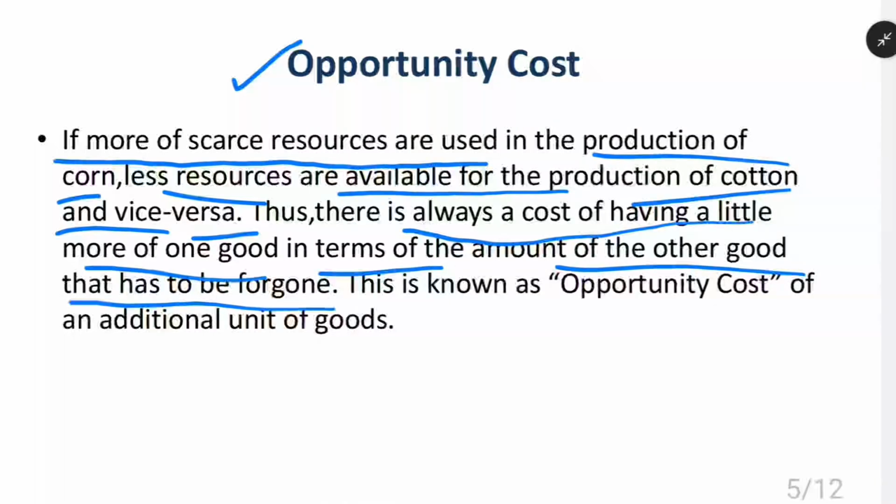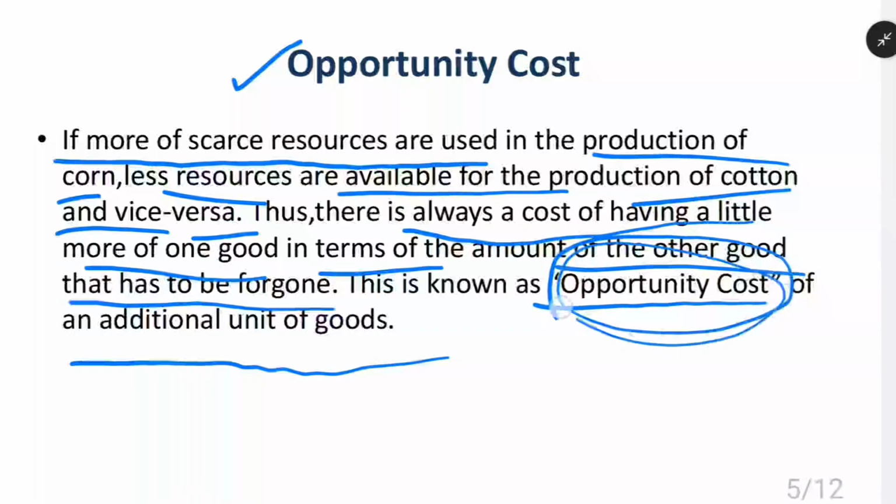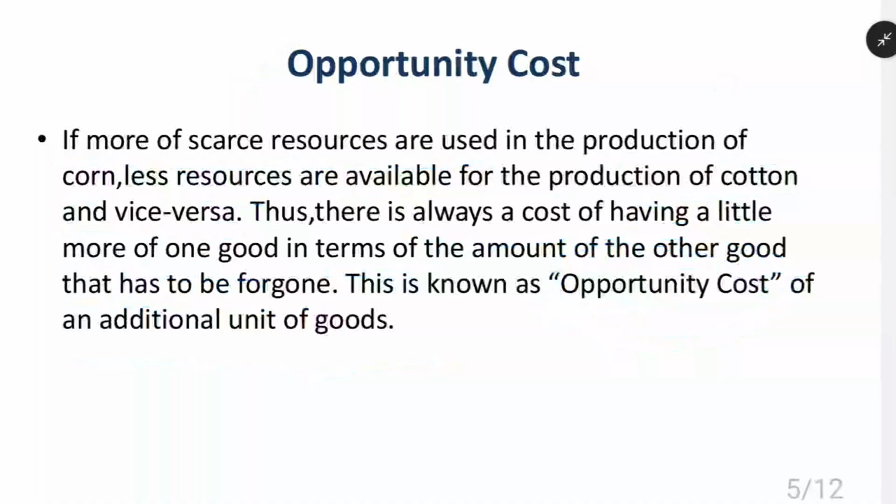So it's trying to say that if I want to make more cotton, then I have to sacrifice the production of more corn and vice versa, because resources are scarce and limited. This is known as opportunity cost of an additional unit of a good. So this phenomenon is called opportunity cost.